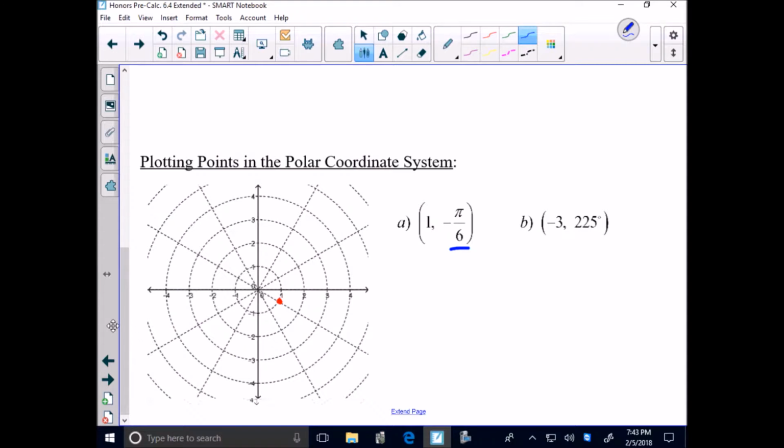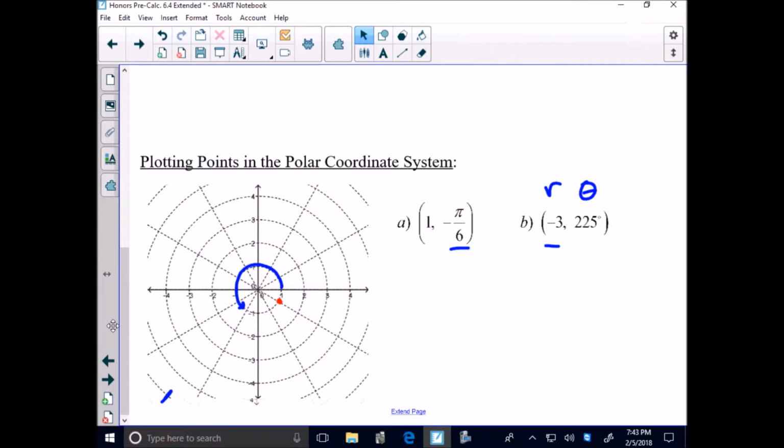Okay, so with our next point, we've got something more interesting. Here we have a negative r value, right? Our theta is in degrees. So right here, what we're going to do first is rotate to 225 degrees, which is a half quadrant rotation into the third quadrant. So we rotate all the way around to 225 degrees.